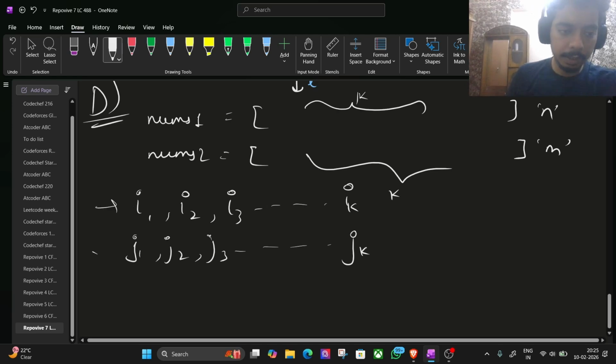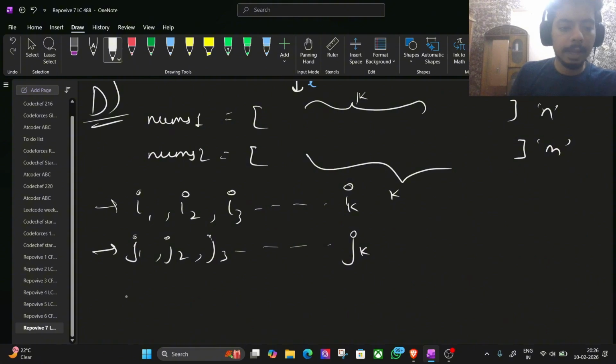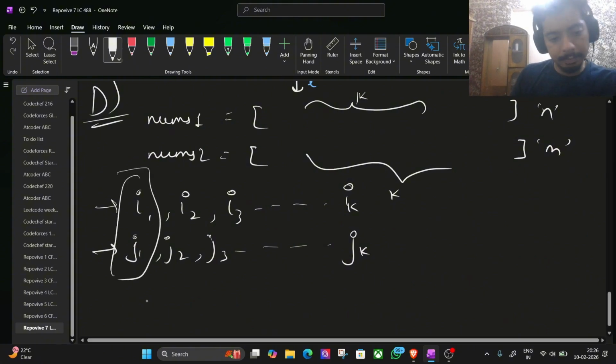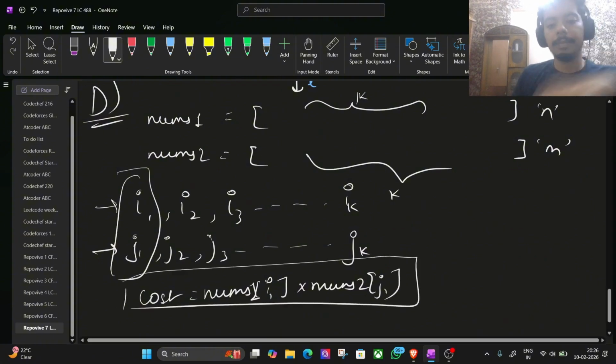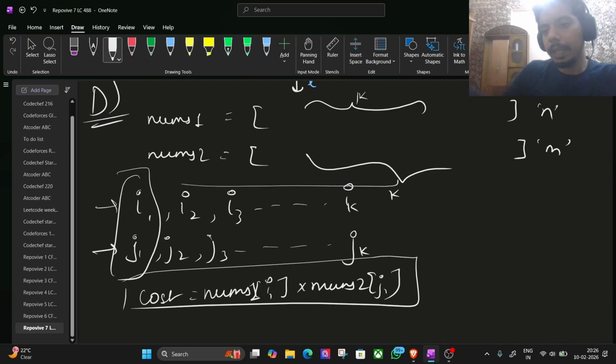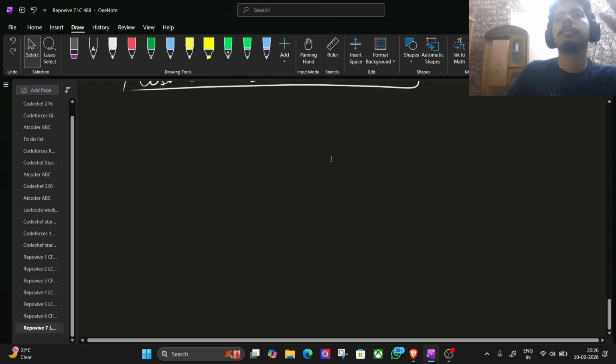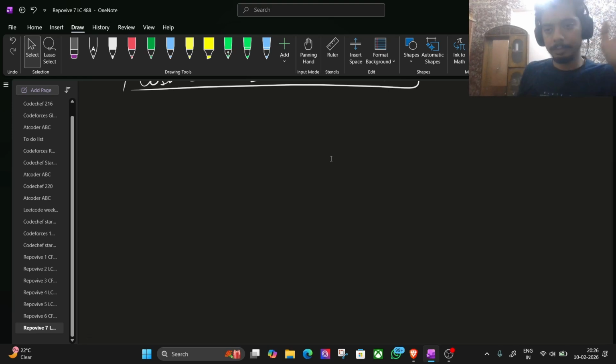Okay, so these both are the set of indices we will choose, and for any set of indices, my cost will be nums1 I1 multiplied by nums2 J1. So this will be my total cost for one pair of indices, and you have to do the same for all the k pairs. So let me tell you only one single line, and then you can solve this whole problem in one go.